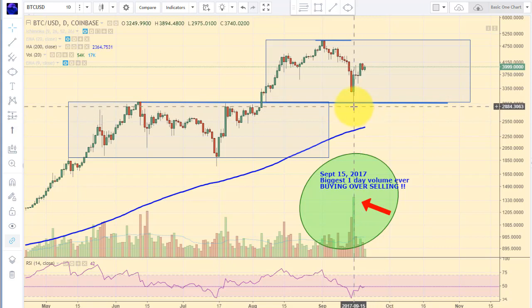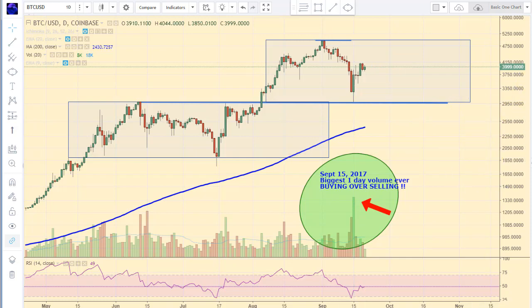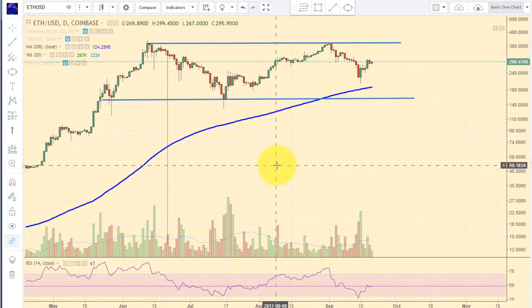So we want to see price movement in the box, healthy price movement, and we don't want it to crash below 3,000. That would be a bad sign. All right, well, let's move on to some of the other big coins. As always, we'll go through the big ones. Ethereum, US dollar. I like this chart a lot.